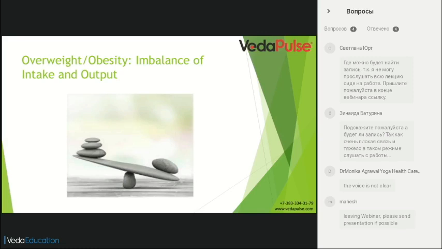So if the intake is higher, which means we are having high fat food or junk food, it is going to cause us to have more fat in the body.